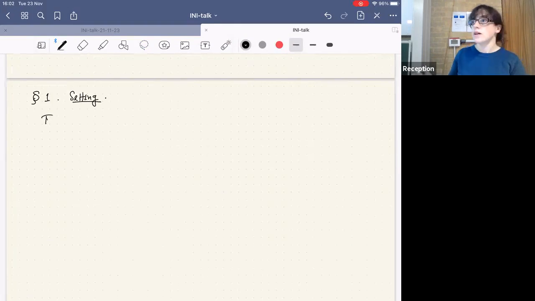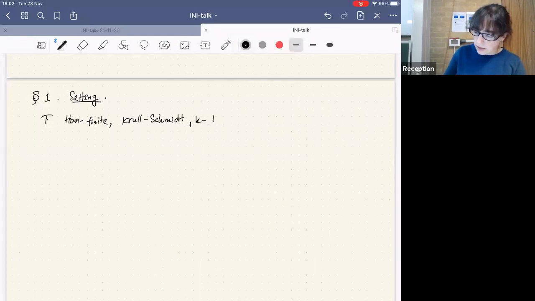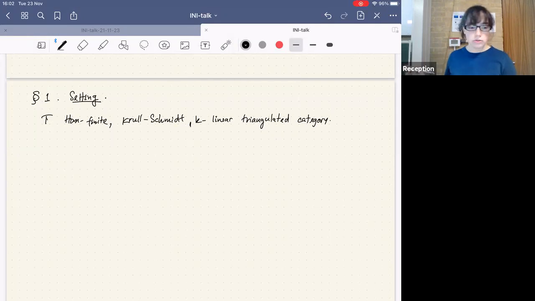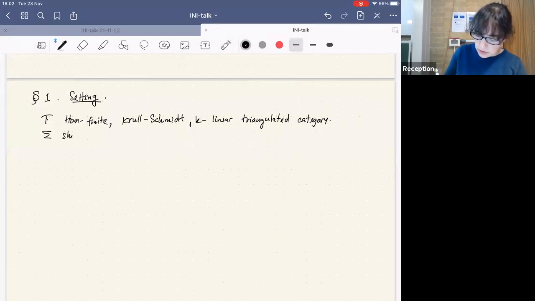So let T be a nice category. What do I mean by that? I want it to be Ext-finite, Krull-Schmidt, and a K-linear triangulated category. Here there's a field K, and for simplicity I'm going to assume it's algebraically closed. As a triangulated category, it has a shift functor, which I'll denote by sigma.